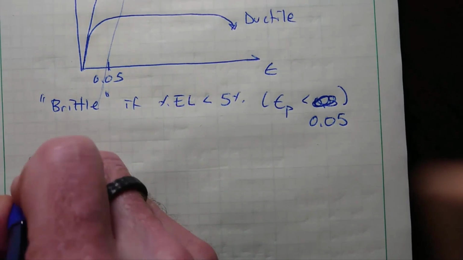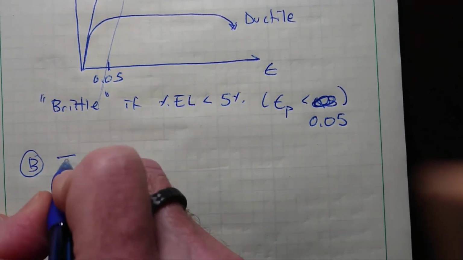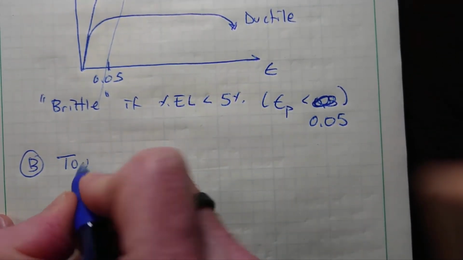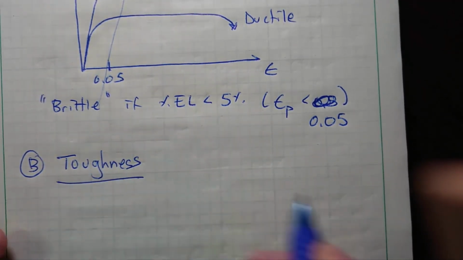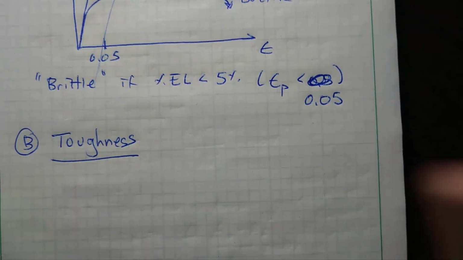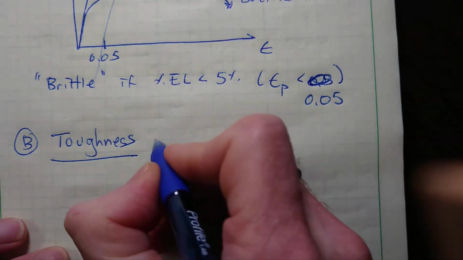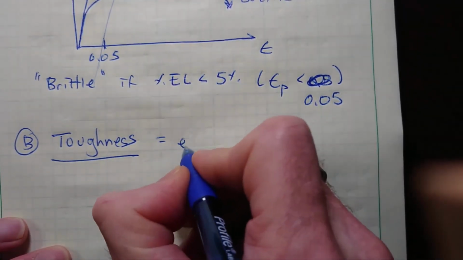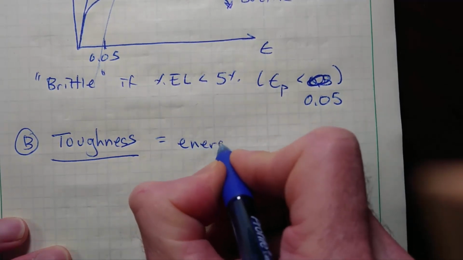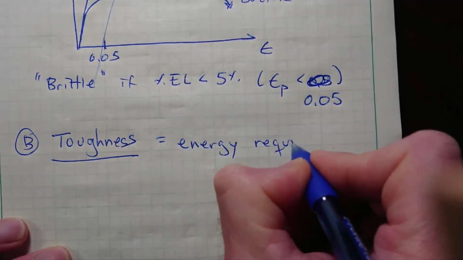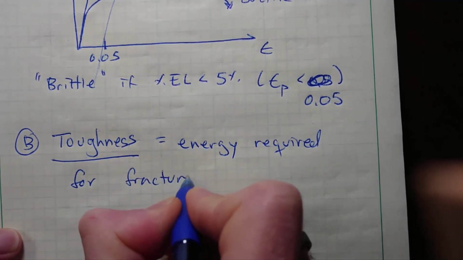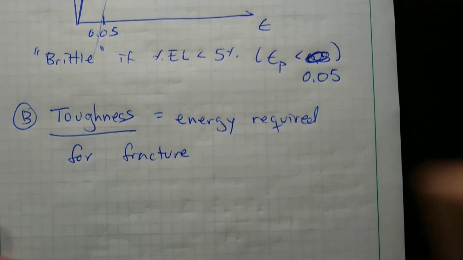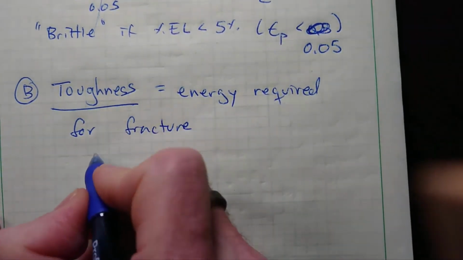And the last property in this supplemental lecture is toughness, also associated with describing the material behavior all the way up through its ultimate fracture. Toughness is defined as the energy required for fracture: how much energy can be absorbed without the sample breaking.